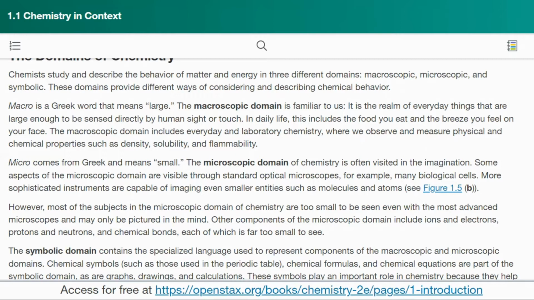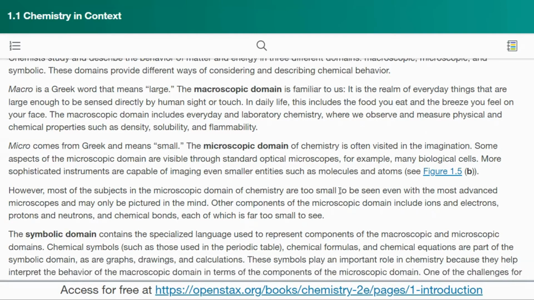Micro comes from the Greek and means small. The microscopic domain of chemistry is often visited in the imagination. Some aspects of the microscopic domain are visible through standard optical microscopes, for example, many biological cells. More sophisticated instruments are capable of imaging even smaller entities such as molecules and atoms. See figure 1.5b. Let's take a look at figure 1.5b.